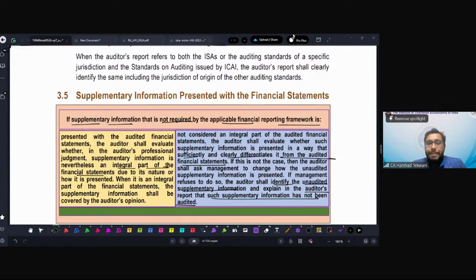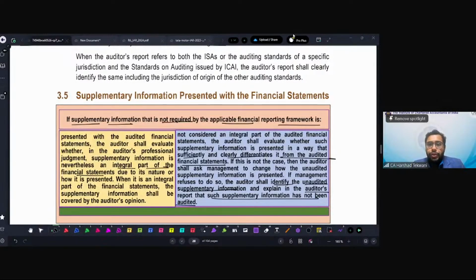So you can specify in your opinion paragraph. Clear? Yes, clear, sir. Because otherwise what will happen is, once you have given your opinion, over there you have not mentioned anything. Somewhere down the line in the other matter paragraph, you are mentioning that this is supplementary information. Again, it could be confusing for the reader.